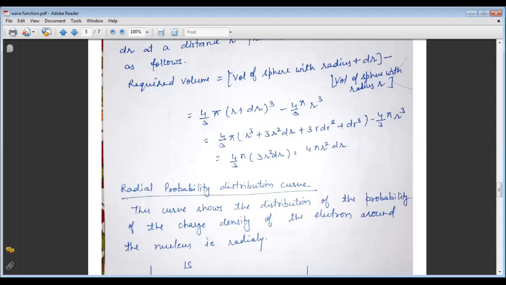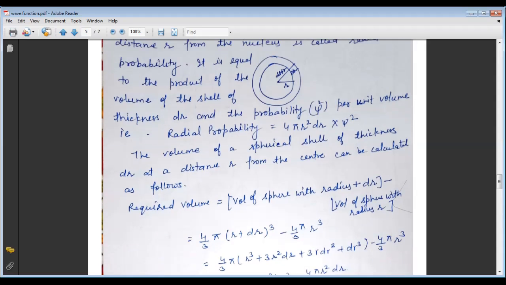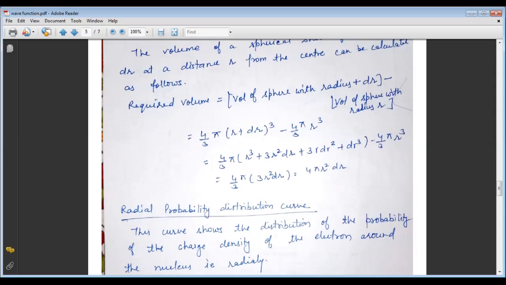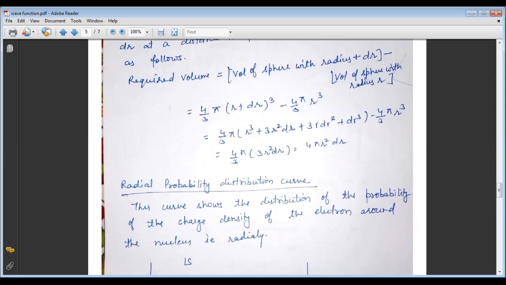So that is the radial probability, 4π r² dr. Here dr and its higher powers are neglected because dr is very small. It is more useful to study the radial probability at different distances from the nucleus, and the plots of radial probability versus distance from the nucleus are called radial probability distribution curves.